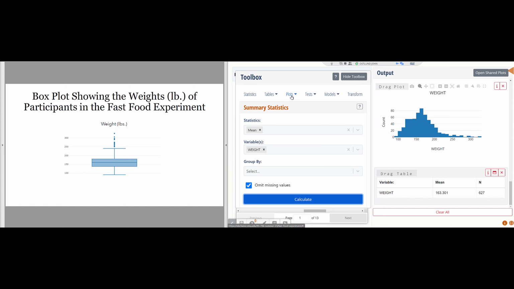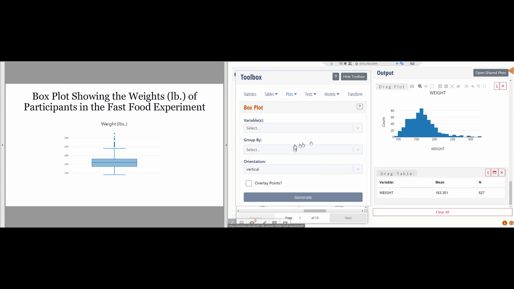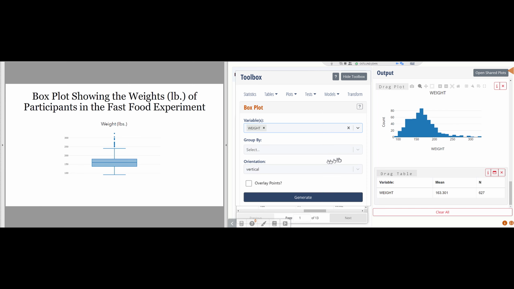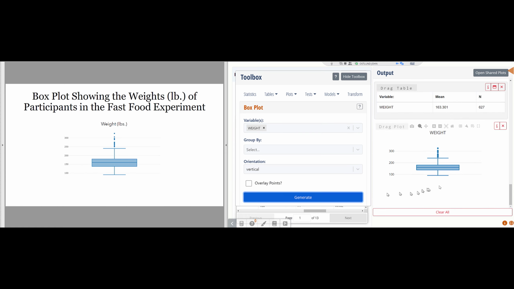Let us, in fact, do... where are we? Oh, box plot. Let's do a box plot of the weights of our people. Vertical orientation. And there we are. So we have the same plot appearing here as what's shown in our slide. And the plot is nicely interactive.